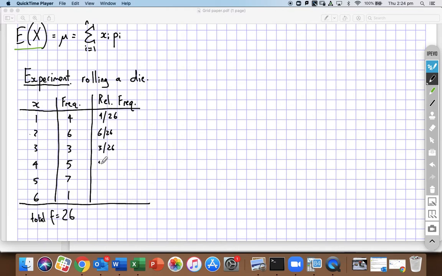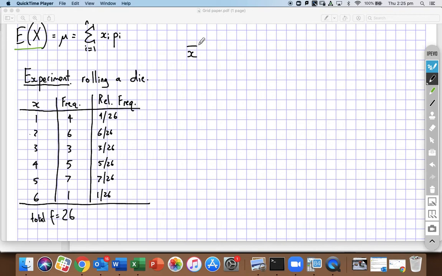Let's try and do this quickly. 7 out of 26 I got a 5. Only 1 out of the 26 rolls did I get a 6. All right, so this relative frequency, we can think about that as our experimental probabilities. Experimental. So I've done the experiment. Experimental probabilities, right? Okay, now let's say I wanted to work out the average, right, or the mean.